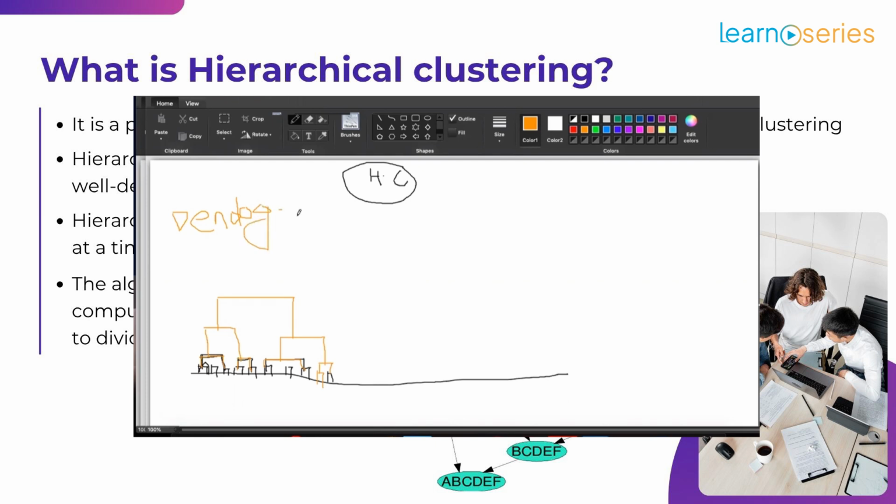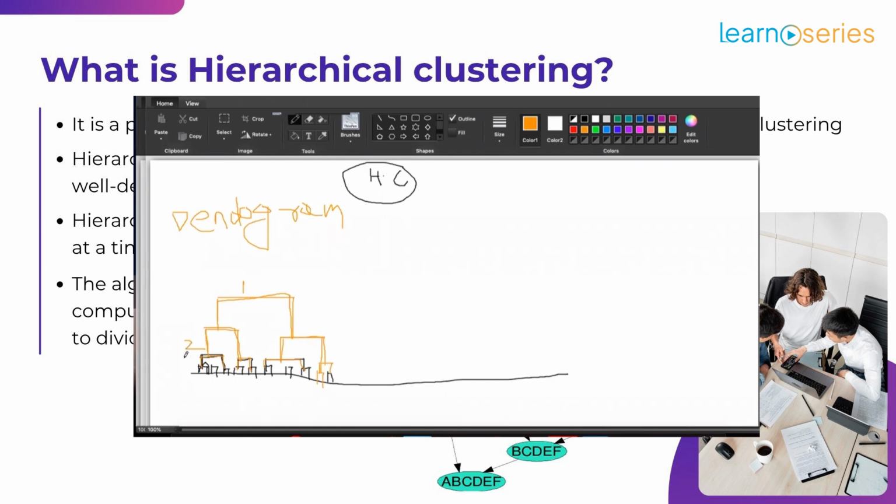Okay, D-E-N-D-R-O-G-R-A-M. We call this diagram a dendrogram. What happens is, if you see, it's cluster 1. All the data points are clustered into one group, because this cluster contains all the data. If you see level 2 or step 2, there are two clusters.